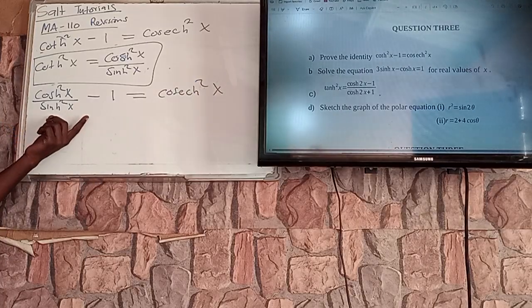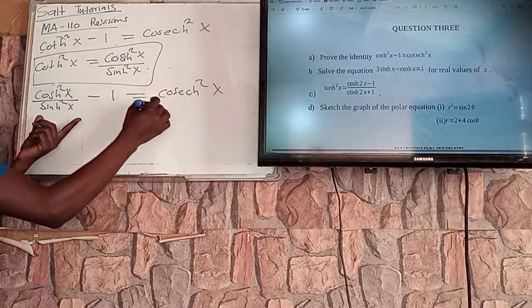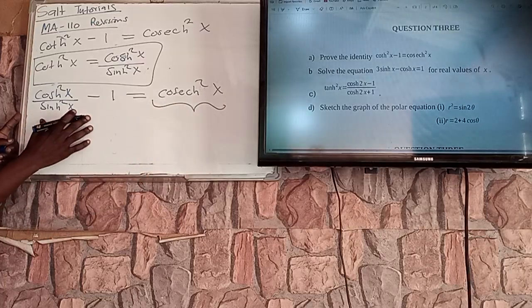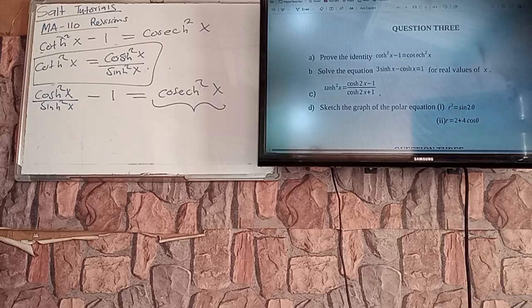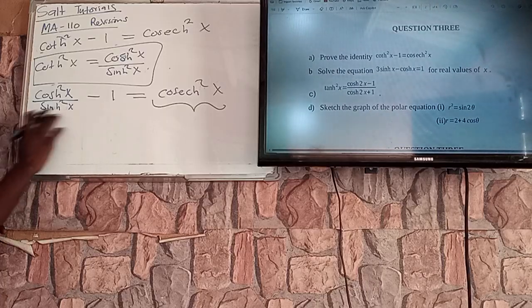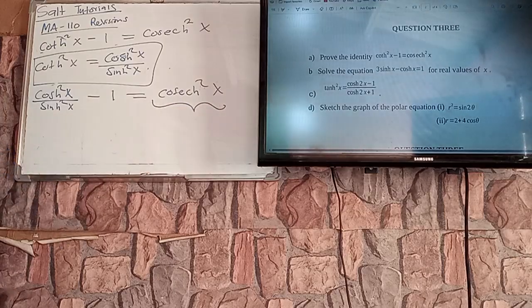Let's forget about the right side for now. We are going to work on our left hand side to obtain the right hand side. Every time you are proving identities, always start with the complicated part so that you can prove the simple part. This topic is all about identities. Once you understand identities, everything goes smoothly.